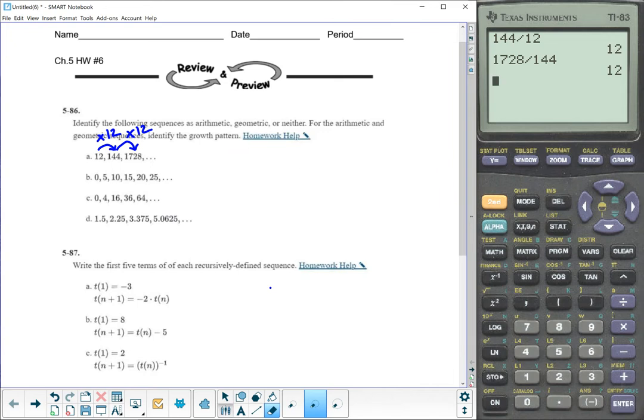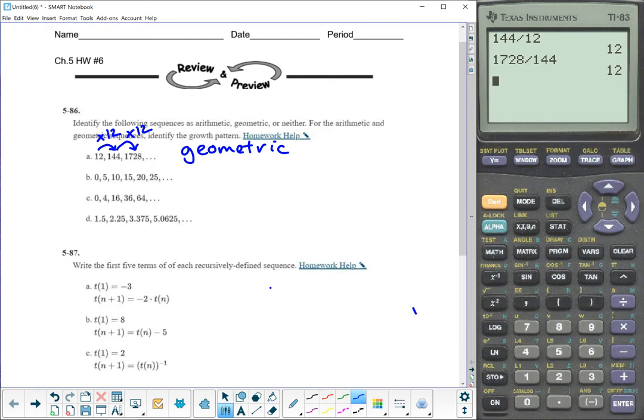All right, so I'm going to go ahead and say letter A is geometric. Okay, and then the growth pattern is, so it's growing by multiplication of 12.